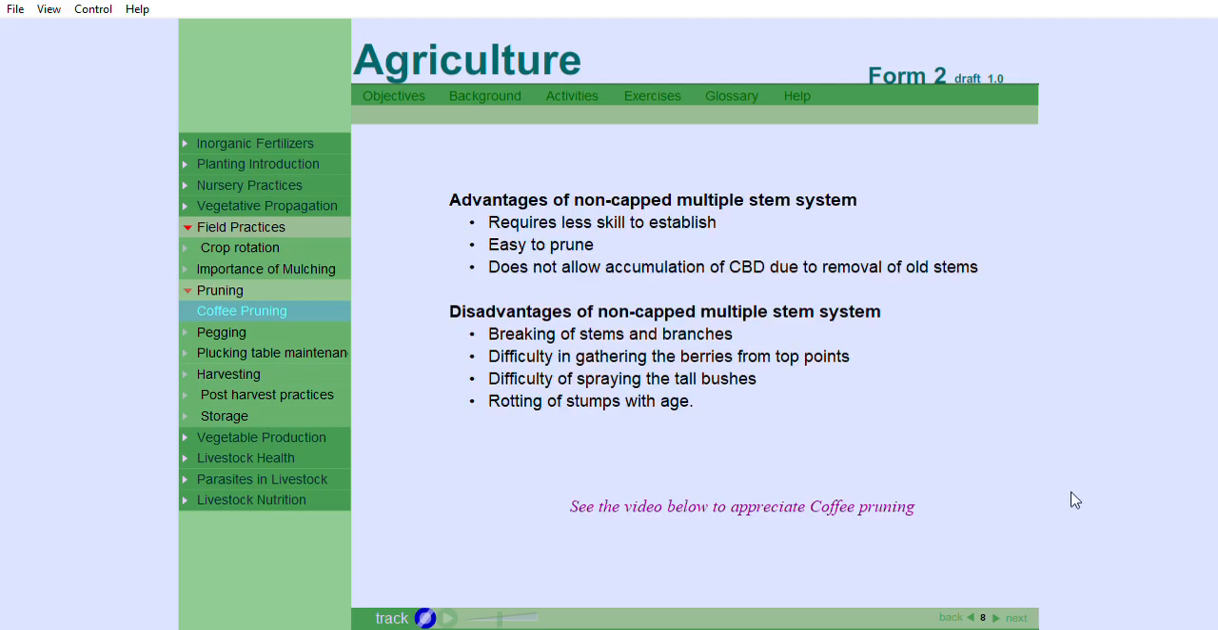Advantages of the non-capped multiple stem system: requires less skill to establish, easy to prune, and does not allow accumulation of CBD due to removal of old stems. Disadvantages of the non-capped multiple stem system: breaking of stems and branches, difficulty in gathering the berries from top points, difficulty of spraying the tall bushes, and rotting of stumps with age.